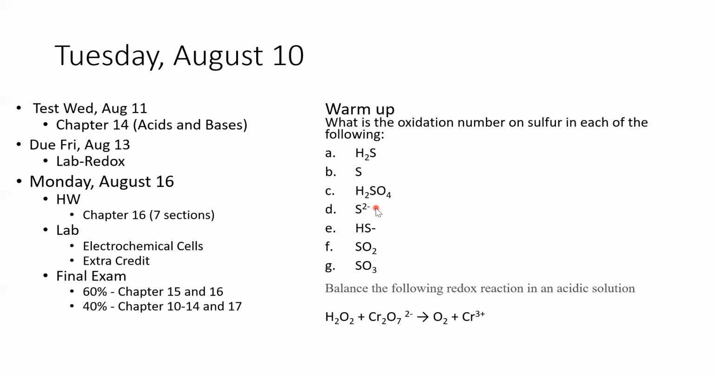We're looking at a sulfide ion. What's the oxidation number? Good, -2. It's a monatomic ion. The charge on the monatomic ion is the oxidation number. Excellent. Okay, how about HS-?